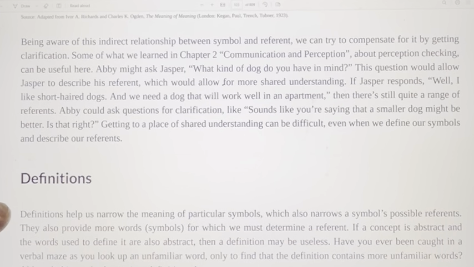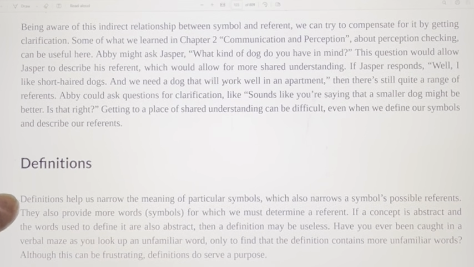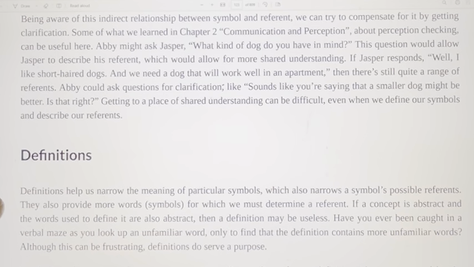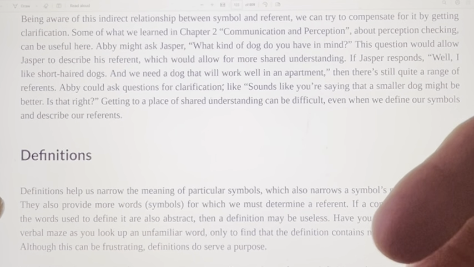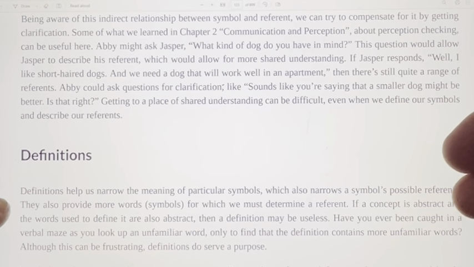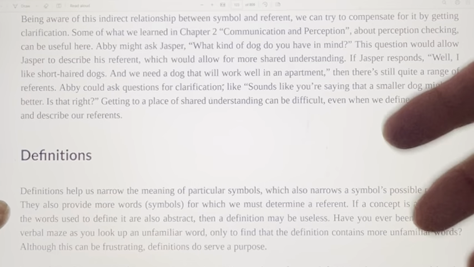Being aware of this indirect relationship between symbol and referent, we can try to compensate for it by getting clarification. Some of what we learned in Chapter 2, Communication and Perception, about perception checking can be useful here. This is really important because this is what many teachers do not do. They don't do perception checking. They don't do checking for understanding. And so by not asking questions and finding out what the students think or what they believe the teacher said, or if they were even paying attention, the teacher runs the risk of continuing forward while the foundation for the understanding isn't there.